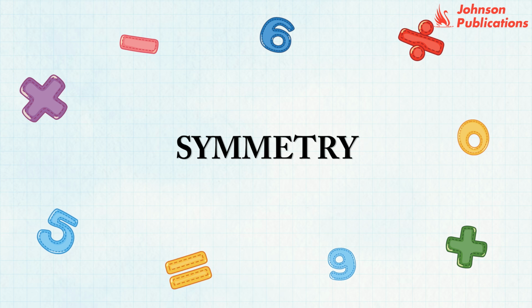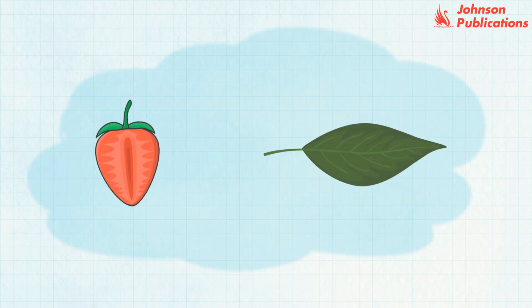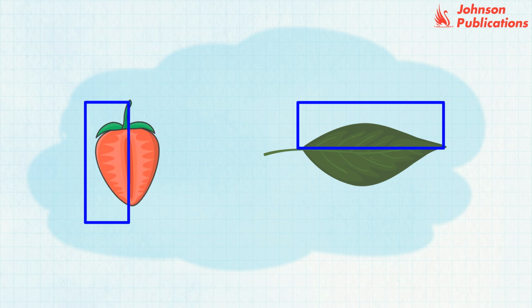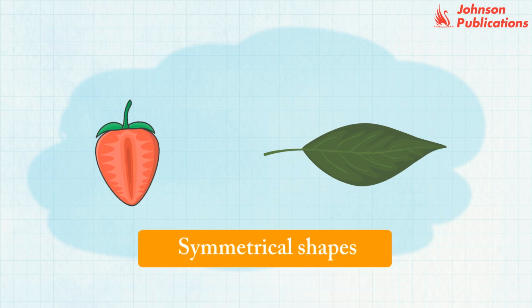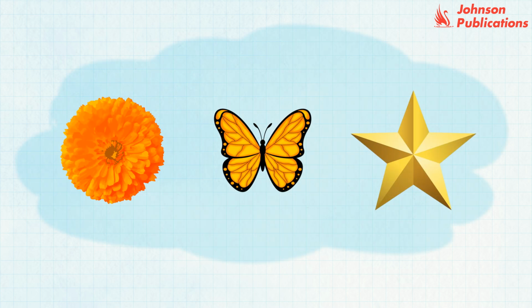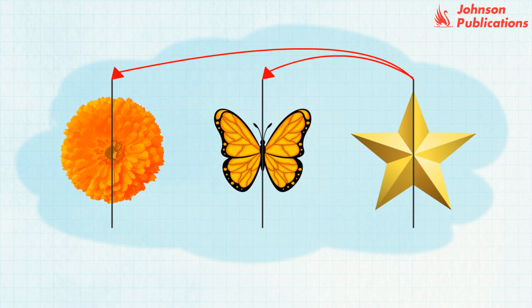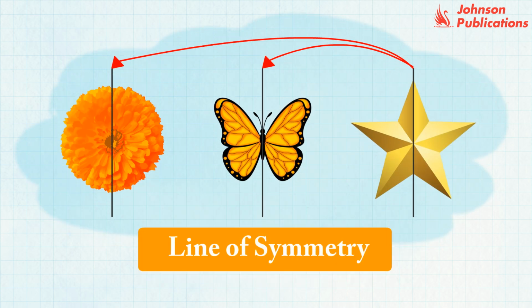Symmetry. A shape or object has symmetry if it can be divided into equal halves such that one half completely overlaps the other half. Such shapes are called symmetrical shapes. The line dividing a shape into two equal halves is called the line of symmetry.